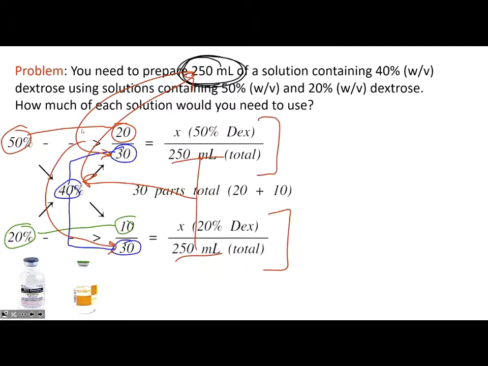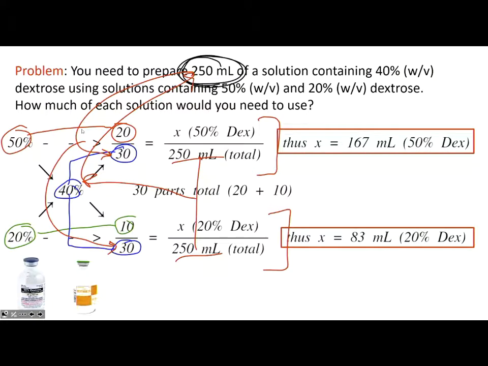So now if you solve for X for the 50%, you would get 167 milliliters. And on the bottom, for the 20%, you solve for X and you get 83. Does it make sense that if you added those two volumes up, what is 167 plus 83? 250. That's what you were trying to do, make a total of 250 mils in the right proportion so that when those concentrations are mixed, you get a total of 40%.